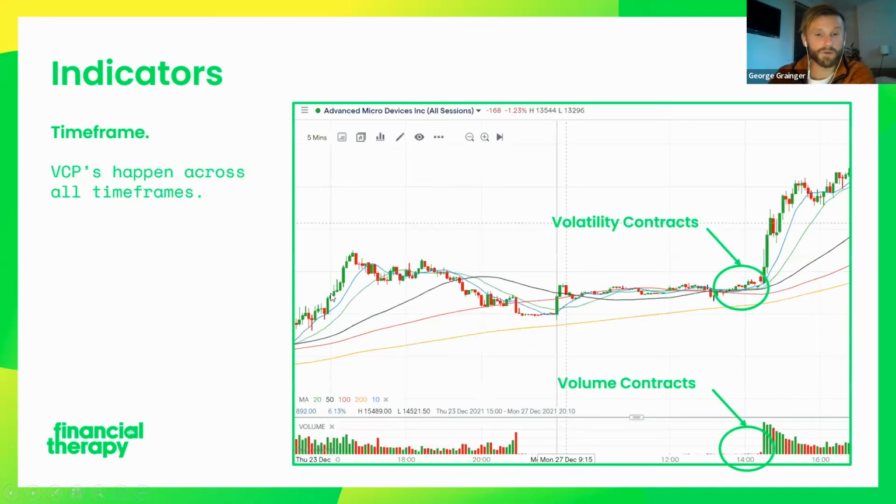There we go. This is what I was talking about, that VCP. You've got volume contracts, volatility contracts, and then price, boom, shoots off. And so does volume. Off it goes. It happens everywhere. It's just knowing what to look for. Once we know what to look for, it makes our life so much easier then.